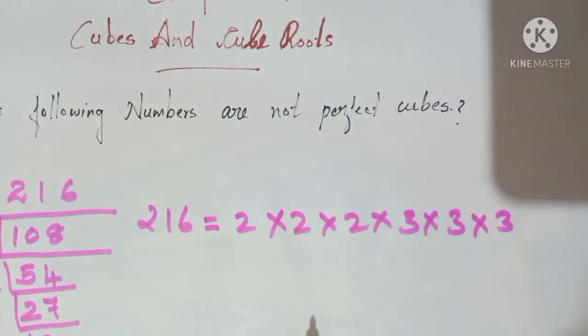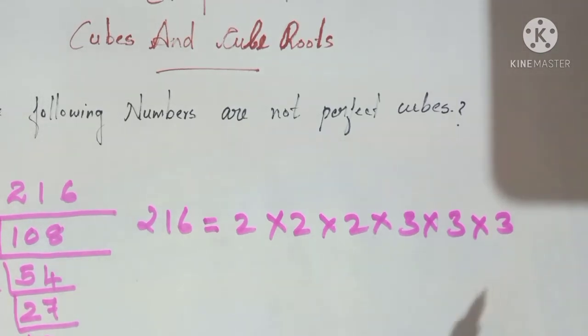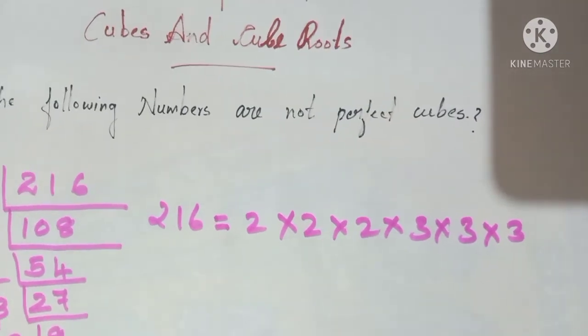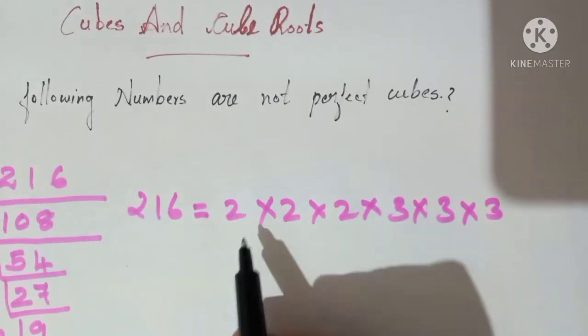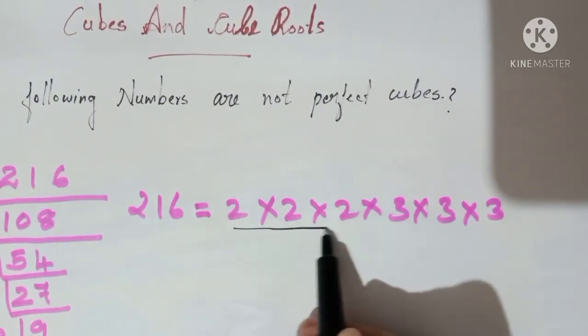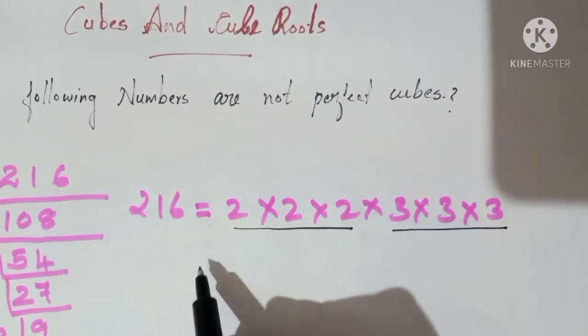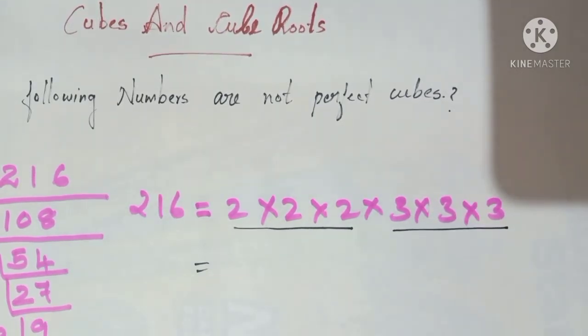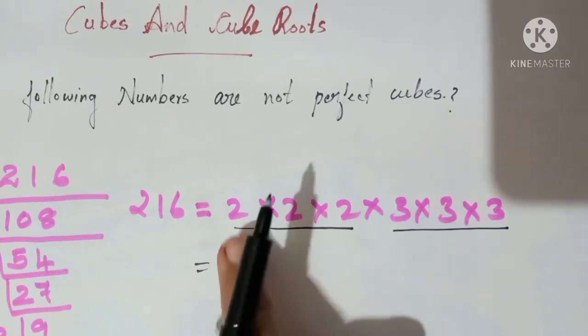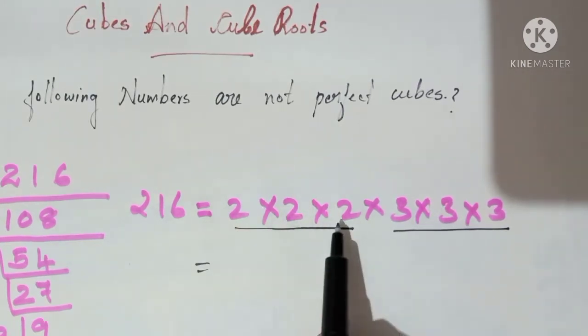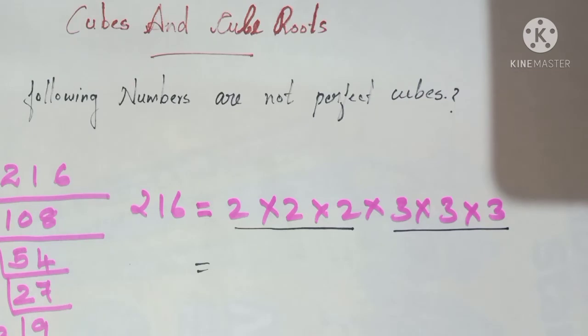So look here, how many 2s are there? 1, 2, 3. So this is one group. Now 3: 1, 2, 3, so we can take it together. So from this we are having 2 three times, and 3 also three times. So 216 is a perfect cube. They are not asking to find the value, so you don't need to do the next step.